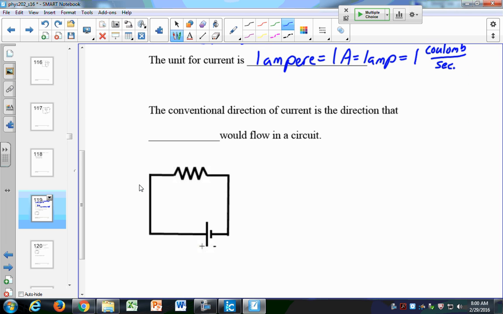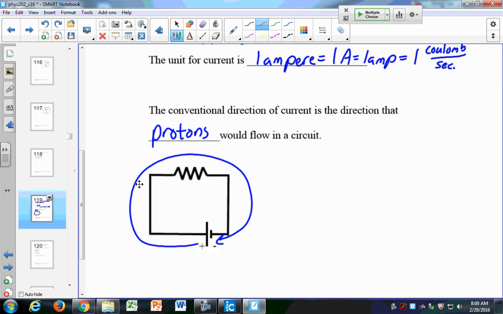We have a conventional direction of current, and we've sort of seen this as I've been drawing the circuits. I always start at the positive side of the battery, and you might have wondered why we start at the positive side instead of the negative side. Or maybe you didn't wonder at all. Did you wonder? Well, we always start at the positive side of the battery because the direction of conventional current flows from the positive side to the negative side.